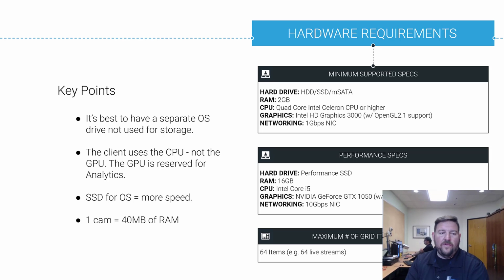Hardware requirements are very important for the client. Make sure you're putting the client on a piece of hardware that's going to be able to run it in a decent manner, right? So the minimum supported specs are hard drive, 2 gigs of RAM, quad-core Intel Celeron CPU. That's what we recommend as a minimum. You can run it on something lighter than that. It's probably not going to run super well just because of the limited resources.